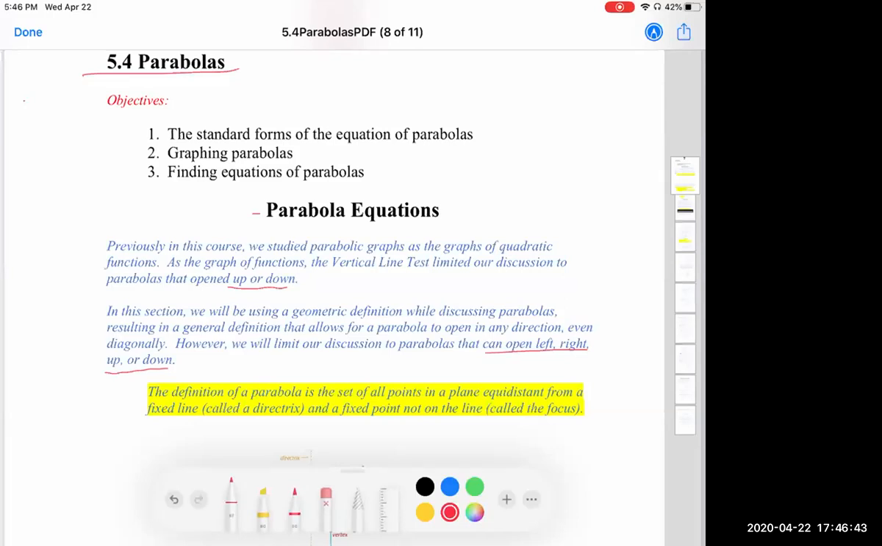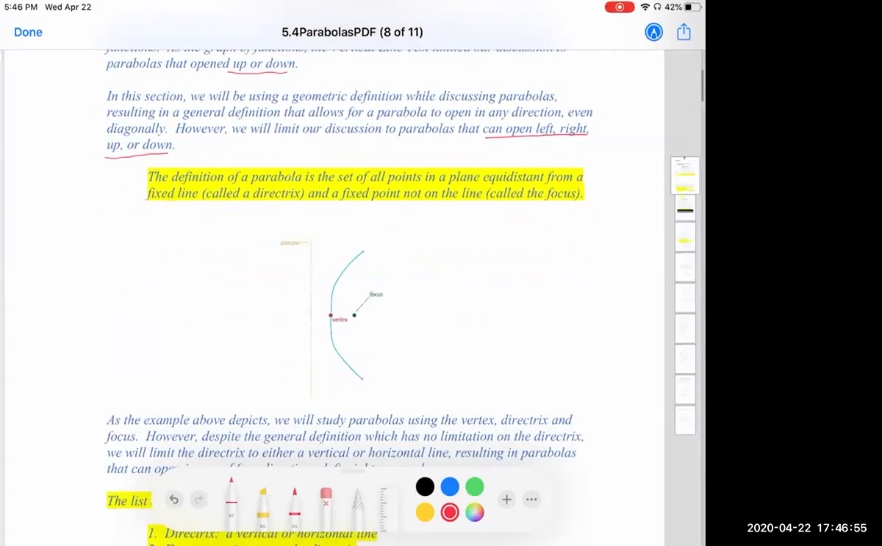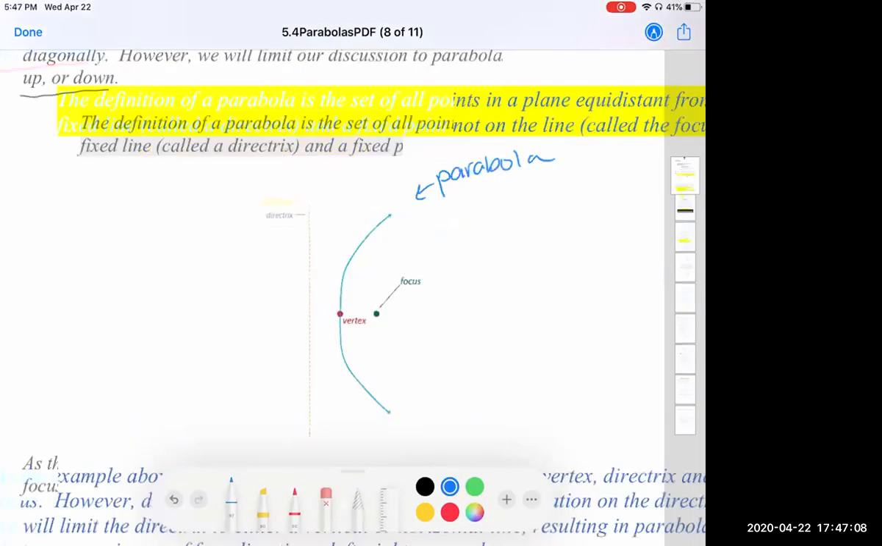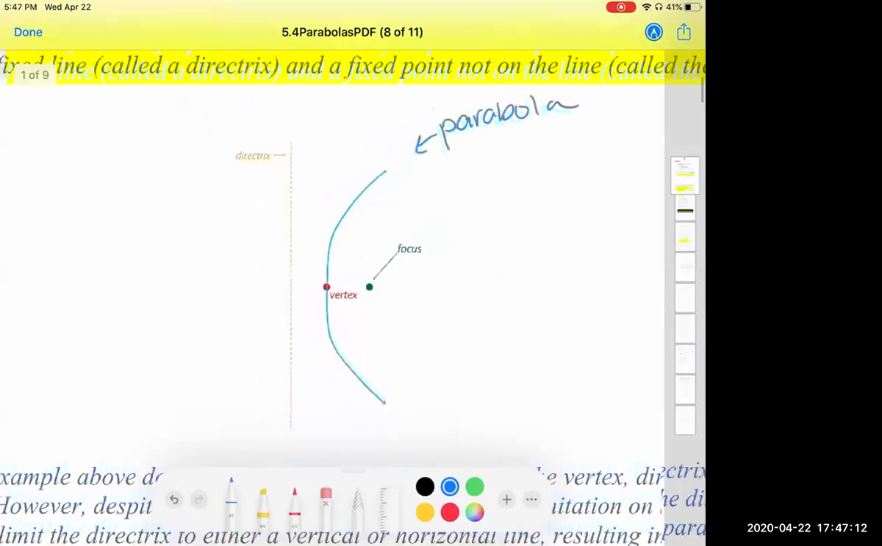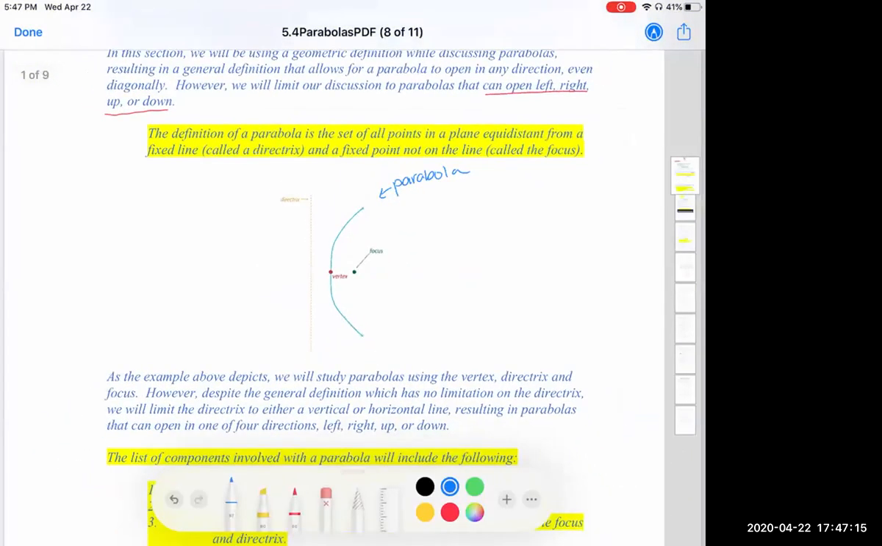The definition of a parabola is a set of all points in the plane equidistant from a fixed line, called a directrix, and a fixed point not on the line, called the focus. So in a parabola, say this one opens to the right, that in blue is your parabola. We have these two important features: the directrix in yellow, and the focus point in green. This will be an important feature that we have to label in our parabola.